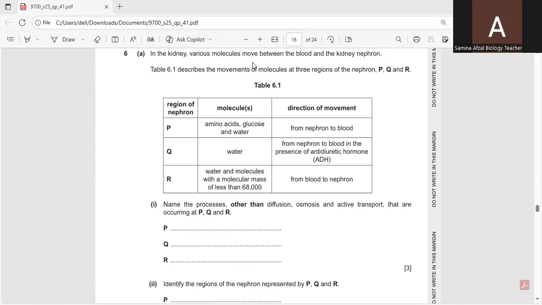So at P, you can see the direction is from nephron to the blood. It means selective reabsorption is occurring over here. They are needed by the body, so they are selectively reabsorbed in this region. So for P, the process which is taking place, because the direction of movement is from nephron towards the blood, is selective reabsorption.